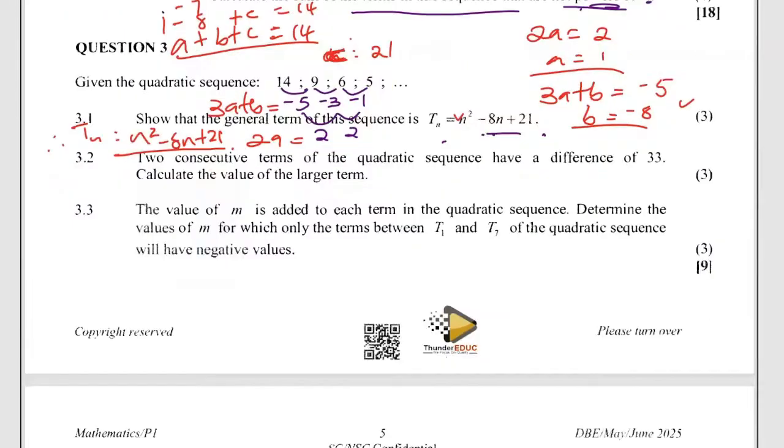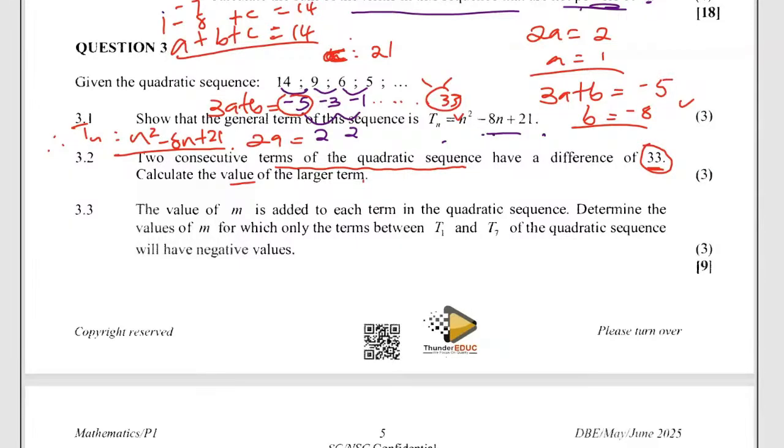Then 3.2, they're telling us that two consecutive terms within the quadratic have a difference of 33. Calculate the value of the larger term. So this difference, we need to find its position, because we know that this 5 is the first difference. The first term of the first difference is between term 1 and term 2. Then this second difference is between term 2 and term 3. So if this continues, it's going to be a 33 somewhere there. Let's find its position and then we look for what the question is asking for.